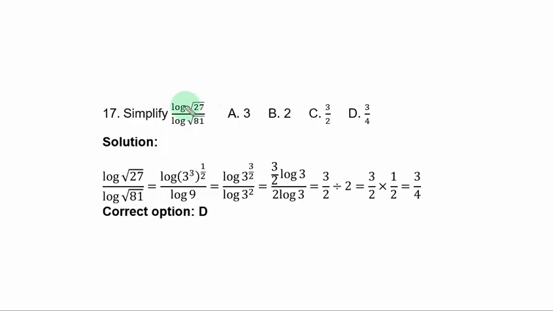Question 17. Simplify log square root of 27 over log square root of 81. Solution. This is the given problem. You cannot check the square root of 27 directly. For that, you can express the root as the power of 1/2, and 27 in its simplest base, you have 3 cubed. Square root of 81 is 9. You can as well express 9 in base 3. You have it in this form.